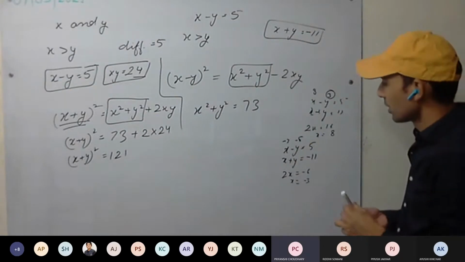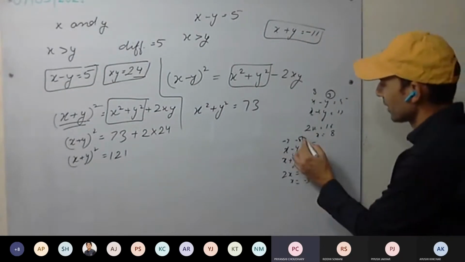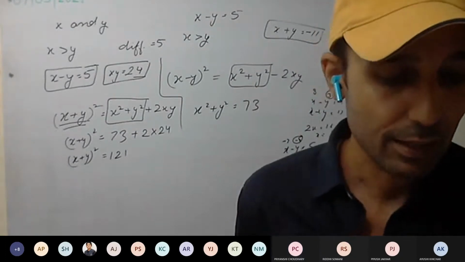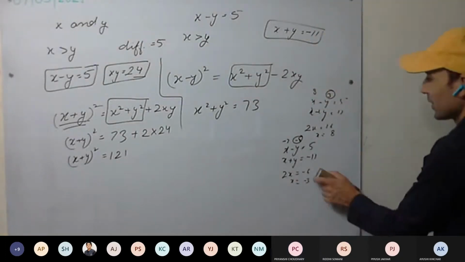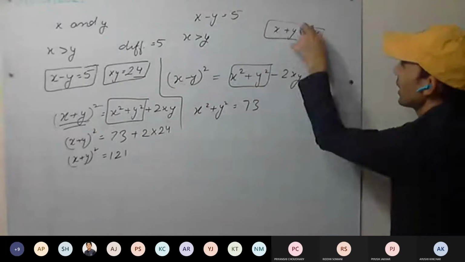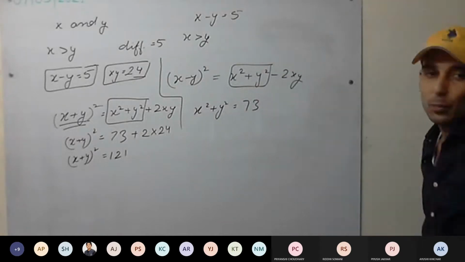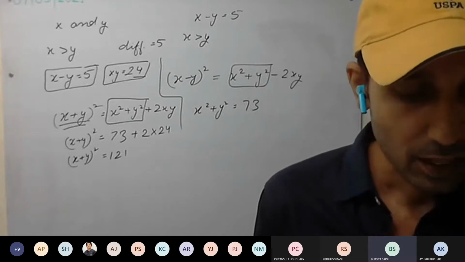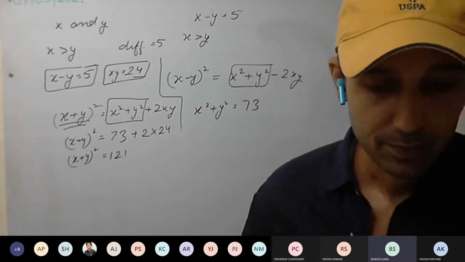But in the question it is given that the numbers are positive. It means it will be 11 only. If they are not positive, then we can take minus 11 as well. Both are satisfying. How did we get 73?